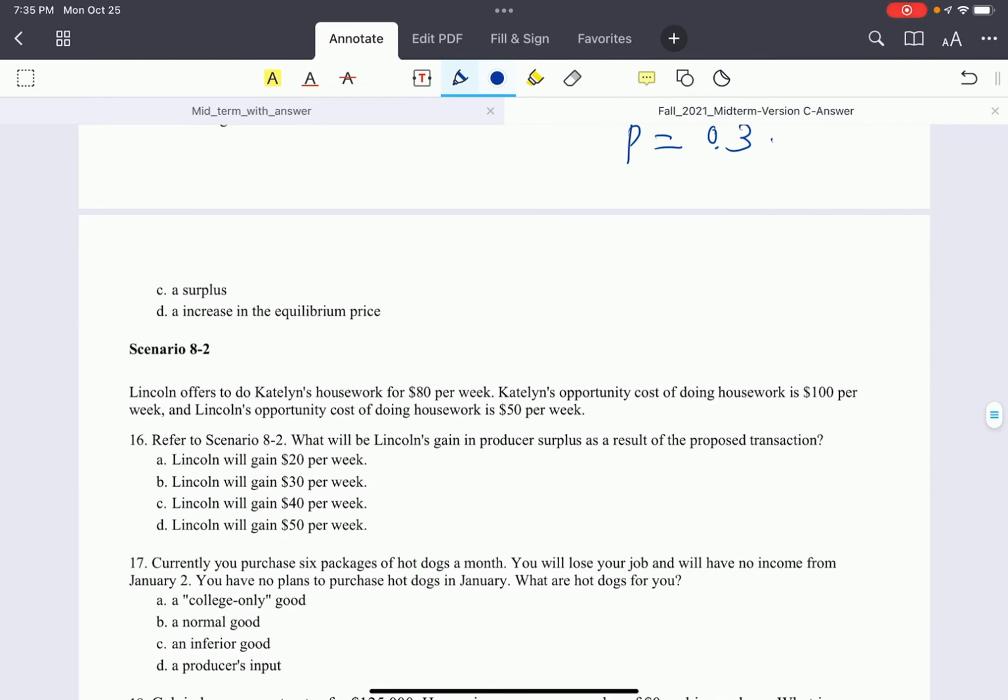Okay, 16. Lincoln offers to do Kathleen's housework for $80 per week. Kathleen's opportunity cost of doing housework is $100 per week, and Lincoln's opportunity cost of doing housework is $50 per week. The question is, what will be Lincoln's gain in producer surplus as a result of this transaction? Well, again, we know that producer surplus equals the price you receive minus the cost of production. So here, Lincoln's cost is 50, and the price he receives is 80. So the difference is the producer surplus. It should be 30. Okay, 17.